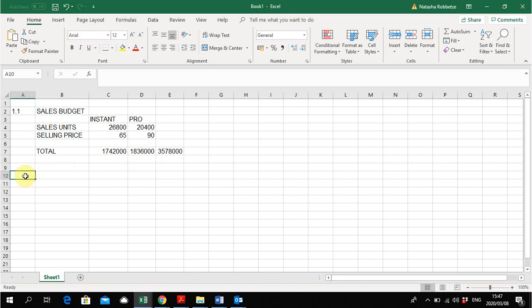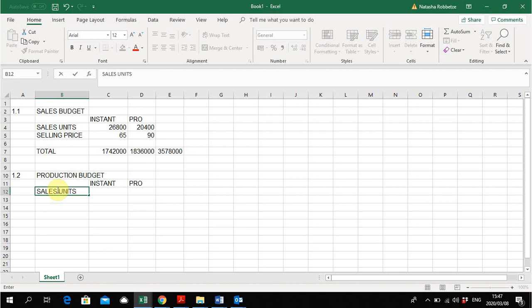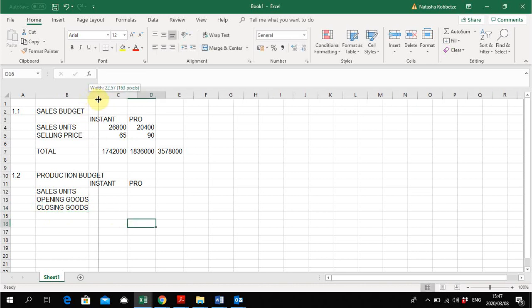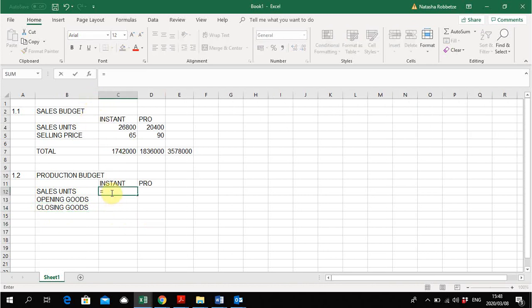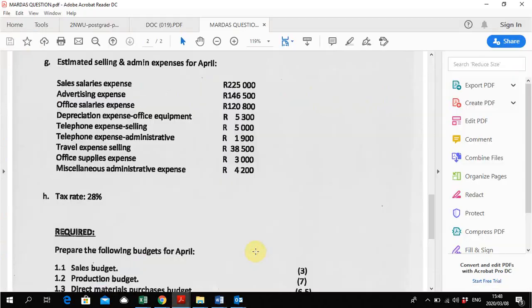Right, the next required budget is the production budget. And again, we have these two products, Instant and Pro. For the production budget, we start with the sales units. We will minus our opening stock. And we will add back our closing finished goods. The sales unit should be easy. It will be the same total that we used in our sales budget. And then the finished goods total has been given to us.